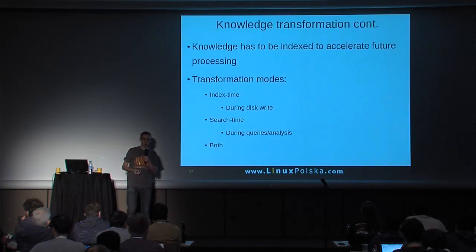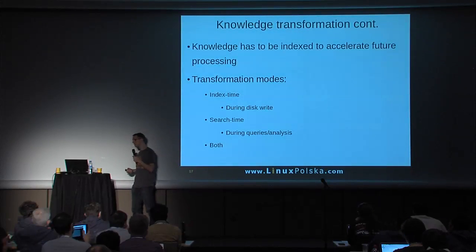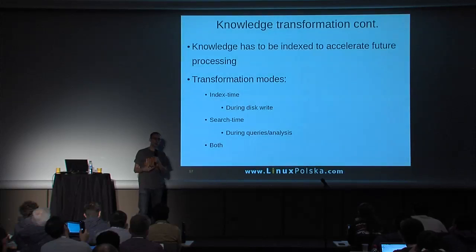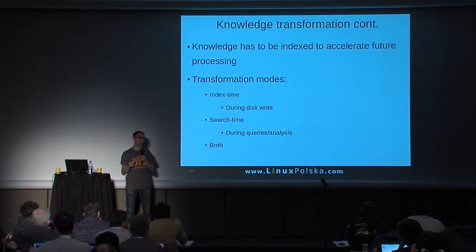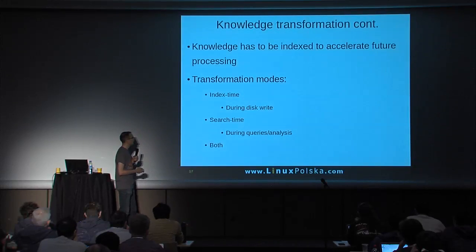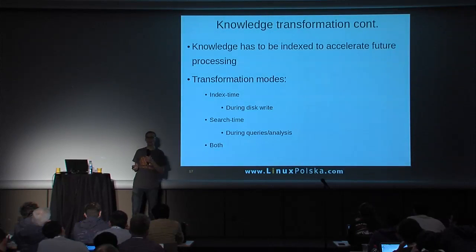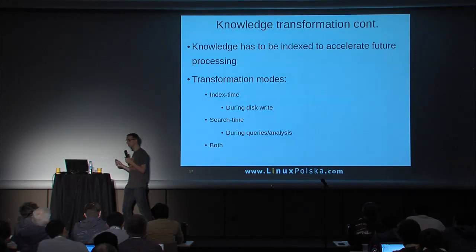Okay, to accelerate the future processing, knowledge has to be indexed. And we talk about two kinds of transformation modes. The first is the index-time transformation. It is done when the pieces of information arrive at the time of ingestion. So this is when we put the timestamp or normalize it. This is when we could match against some regex and put source and hostname fields into the event. But some of the things can be done later. And this is actually a good practice to do some things later. You can, for example, have a new regex to extract something new from your logs. And the best practice involves using both of these modes. It's called hybrid mode.